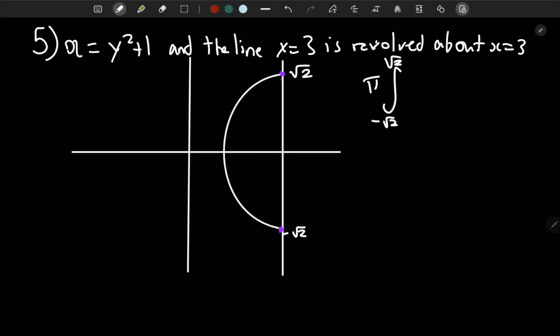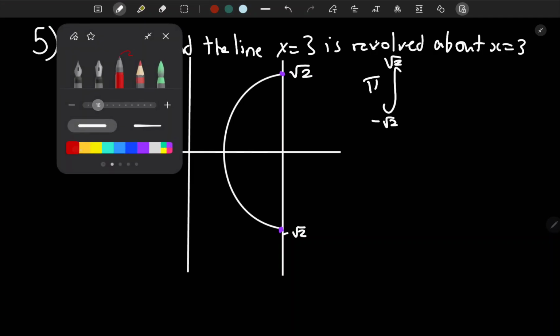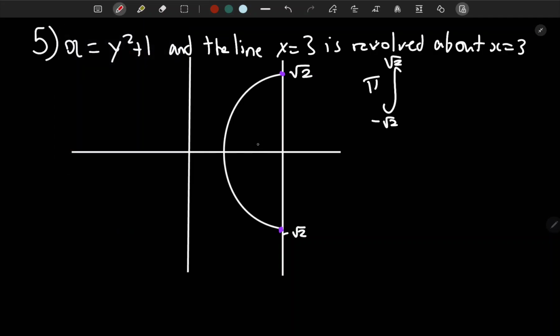And if you want to see the reflection, it is going to be a symmetrical circle, but we don't really care about that. Now if I want to see the radius of this shape, it is going to be from the line x equals 3 all the way to the curve, which is y squared plus 1. So this is the radius in red, and so on, which let's denote by lowercase r.